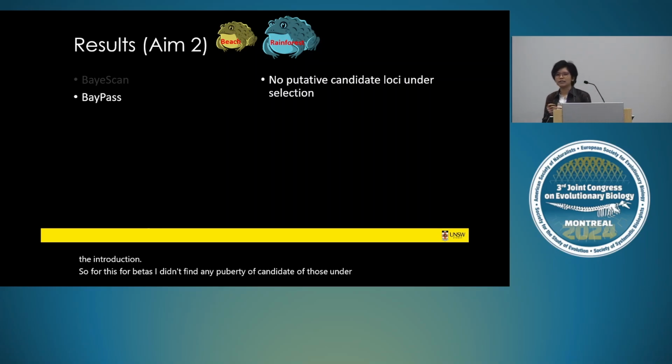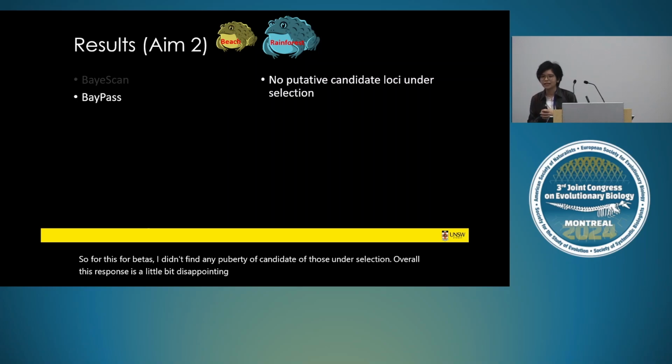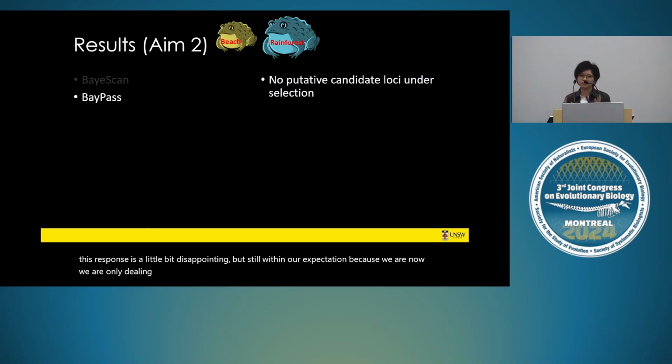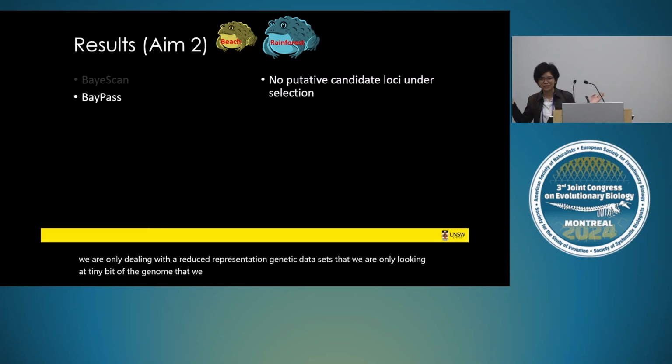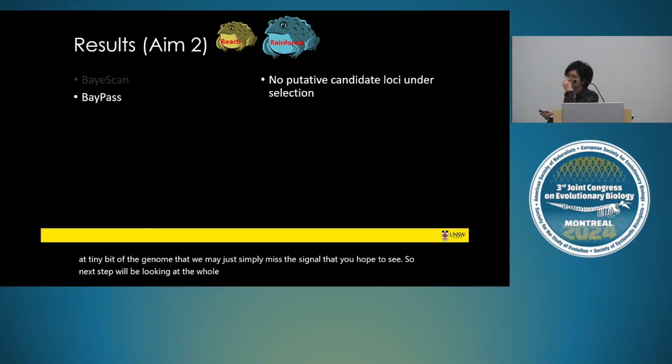Overall, this result is a little bit disappointing, but still within our expectation, because we are only dealing with a reduced representation genetic data set. We are only looking at a tiny bit of the genome, so we may just simply miss the signal that we hope to see. So the next step will be looking at the whole genome data set to see whether our hypothesis still stands.